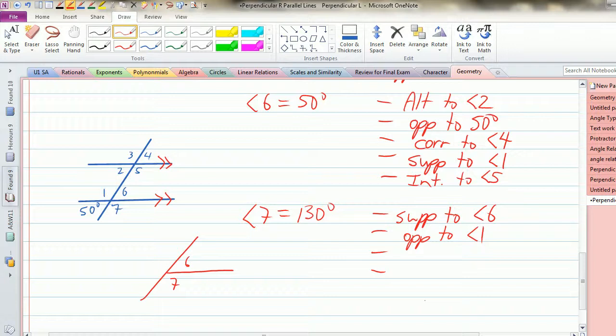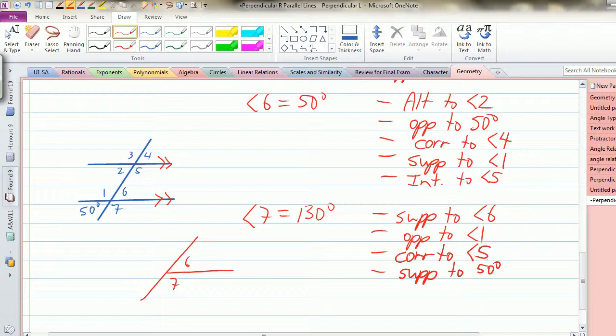Ravinder? Corresponding to 3? No, it's not corresponding to 3. We won't talk about 3 at all. It's corresponding to something. 4? No, not 4. Corresponding to angle 5. Okay? Corresponding to angle 5. There's one more thing we can say. Back to the beginning. Yep, Kellen? Exactly. So you just use the original angle and say supplementary to 50 degrees.